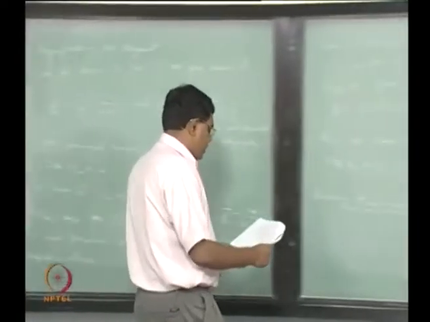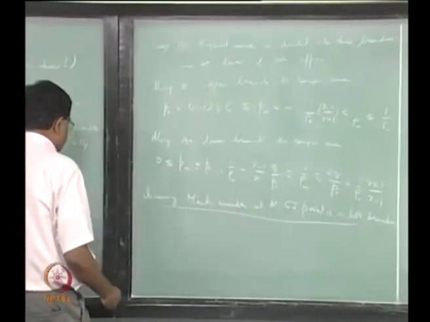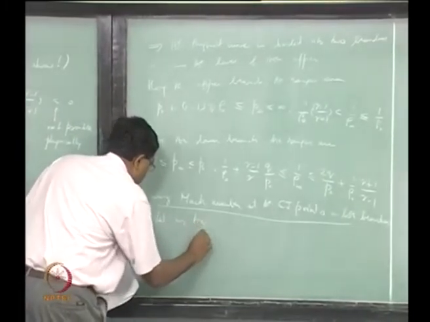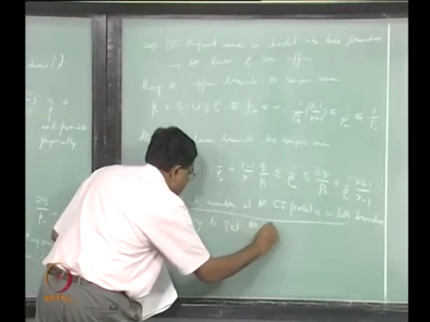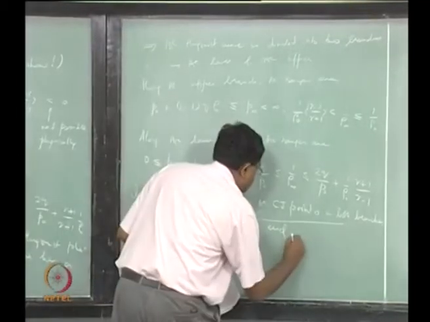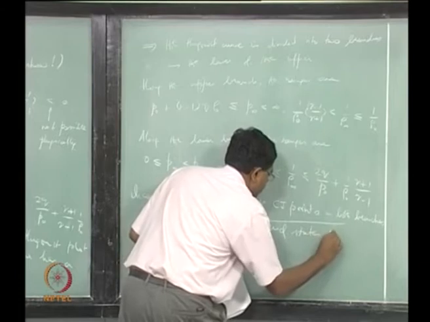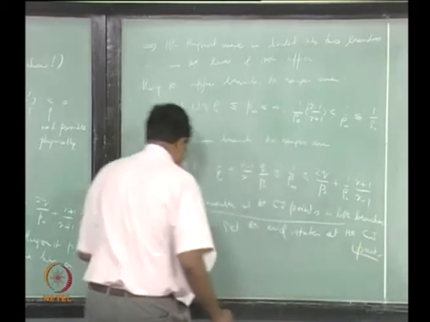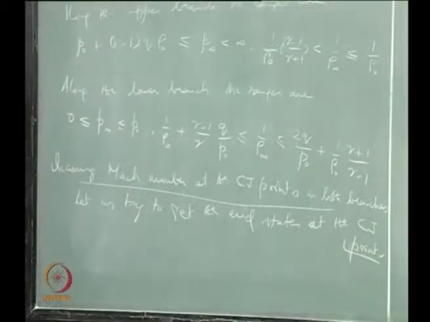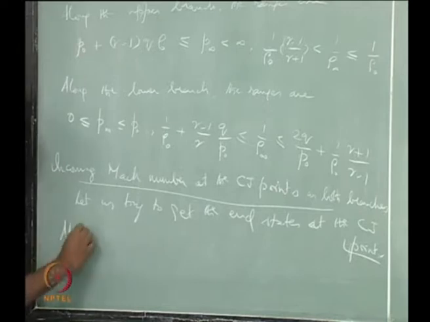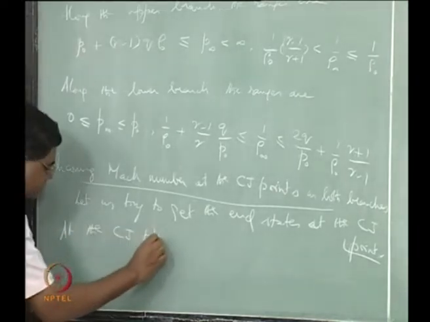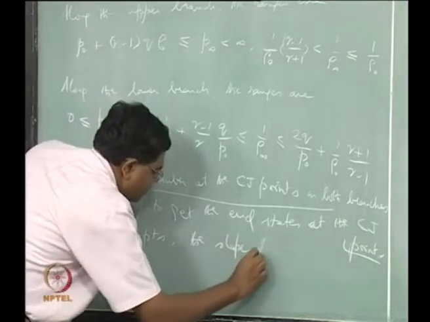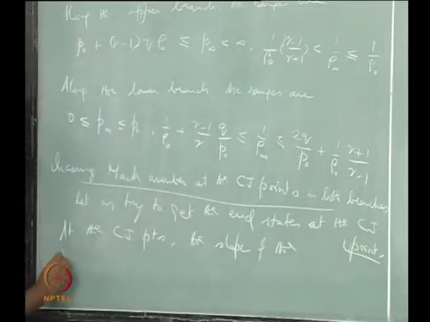So let us first try to get the end states at the CJ points. End states as in the infinity conditions. Right. So at the CJ points, the slopes of the Rayleigh line and the Hugoniot curve match.